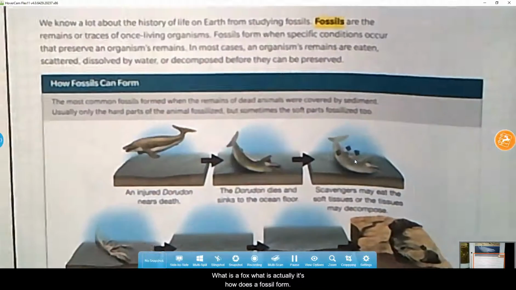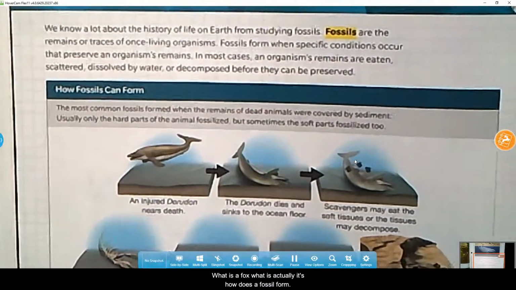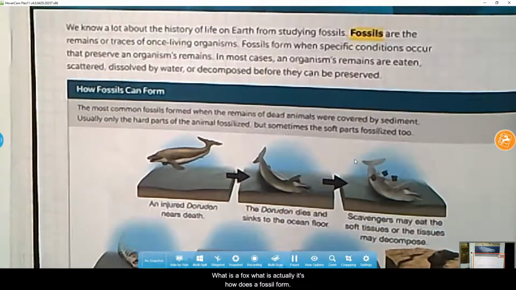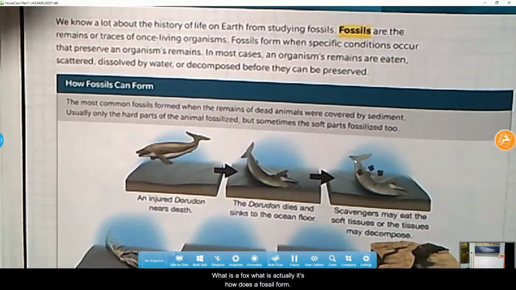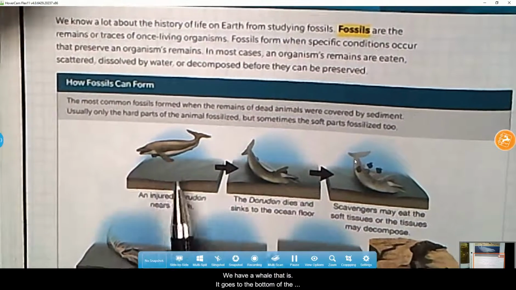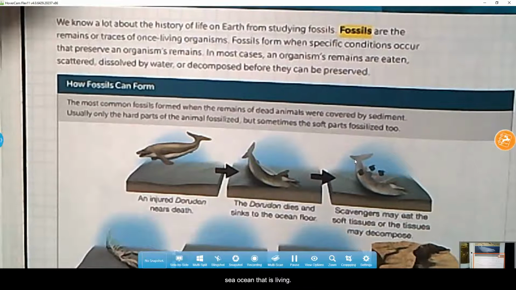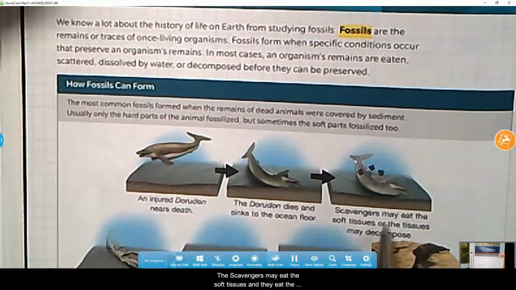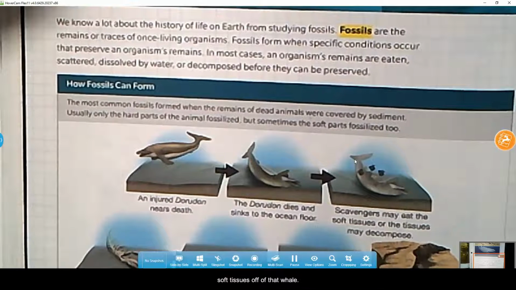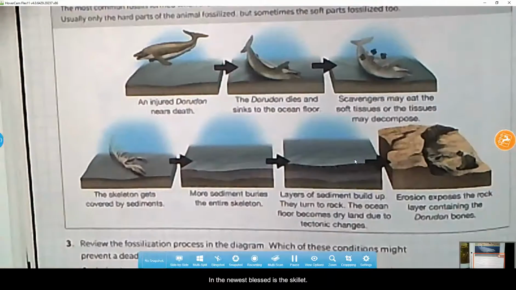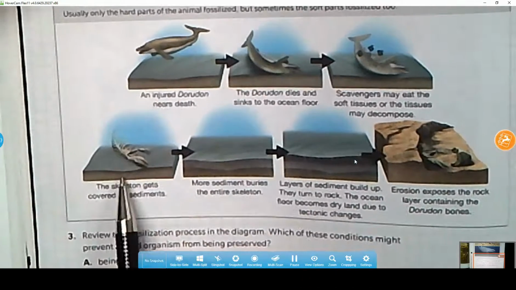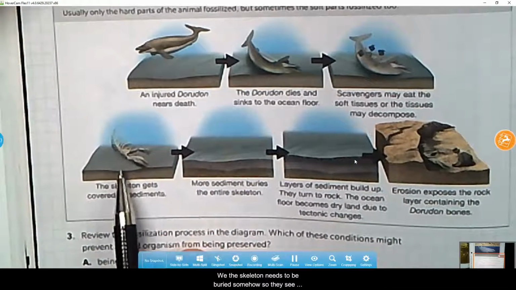Okay? If we go to the next page, what is a fossil? What it actually is. How does a fossil form? Like for this whale, how does the fossil form? Well, we have a whale that has died. It goes to the bottom of the ocean that it's living in. The scavengers may eat the soft tissues off of that whale. And then what's left is the skeleton. But the skeleton needs to be buried somehow.